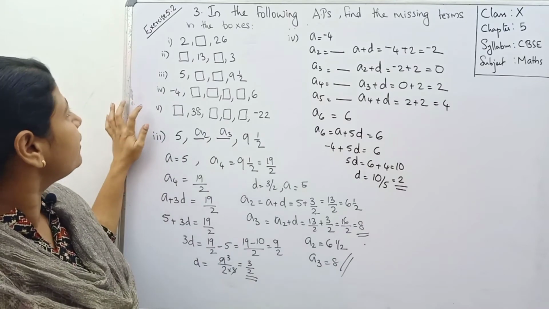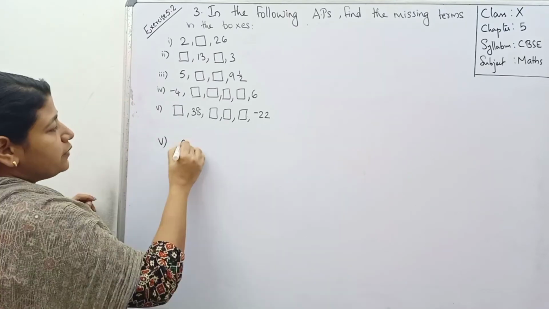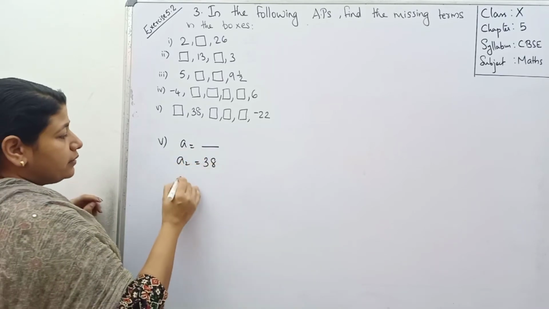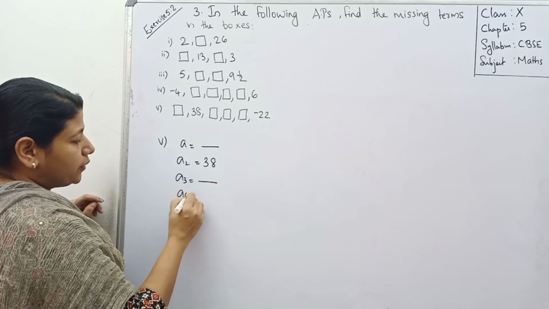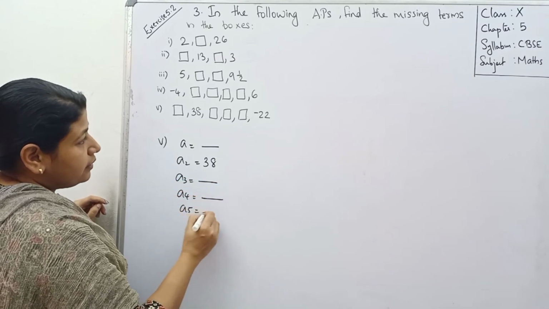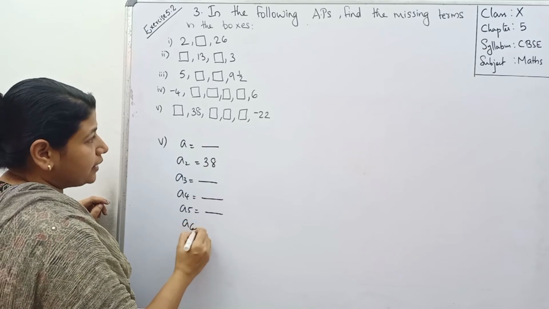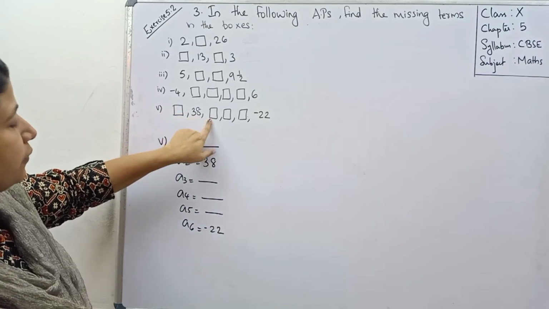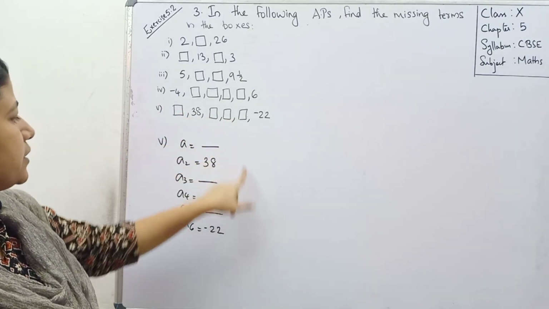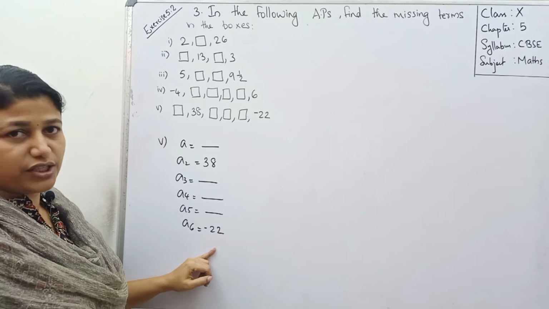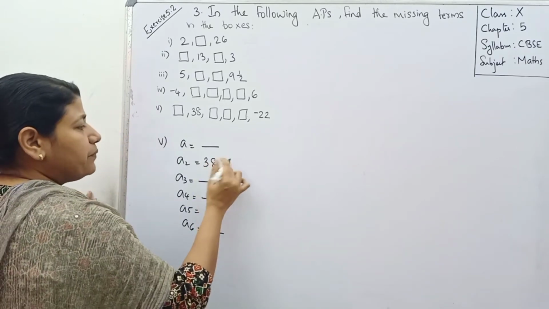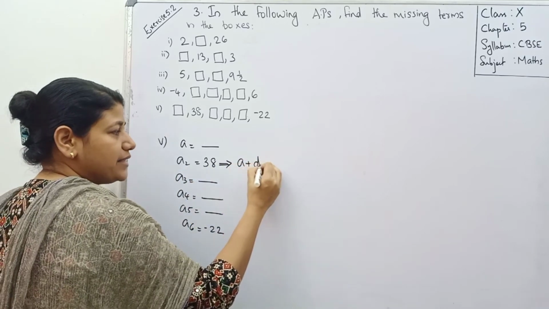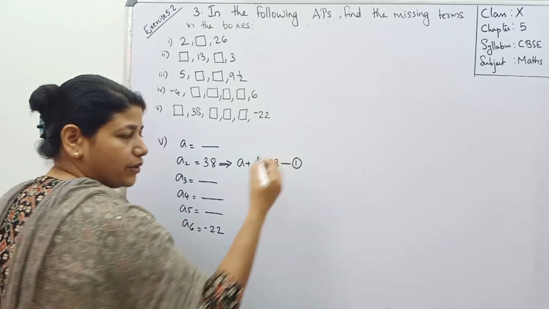And the last question of that third question, fifth question. First term is missing, second term is 38, isn't it? Third term is also missing, fourth, fifth is not given and the sixth term is -22. Okay. So, from this we can write, since the second term is 38, a plus d is 38. So, this is the first equation.